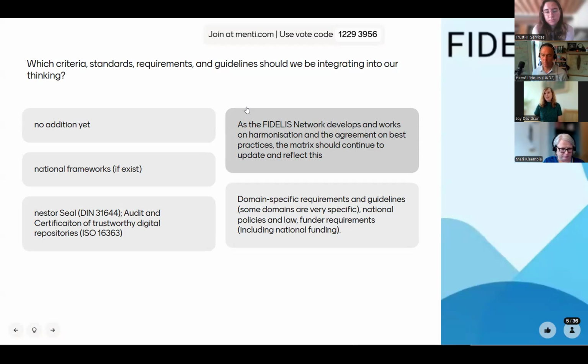So I'm seeing national frameworks, if they exist. I think that's a good one. I don't think we have thought about that yet, Hervé. I'm not entirely sure, but that might be something to take forward.